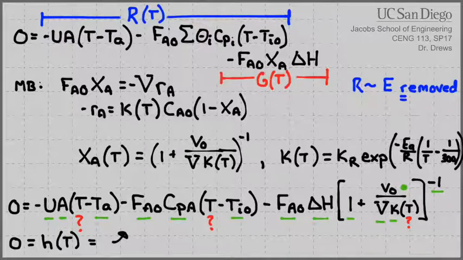G of T is just the opposite. It means where's the energy coming from? We are generating some amount of energy because we have a reaction. That reaction is giving off energy through its enthalpy of reaction. So there's not too much to talk about in terms of G, other than that this is the amount of energy generated.